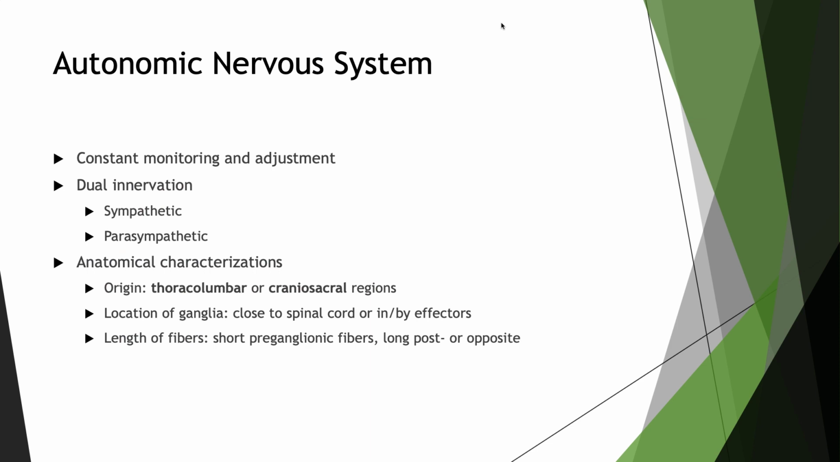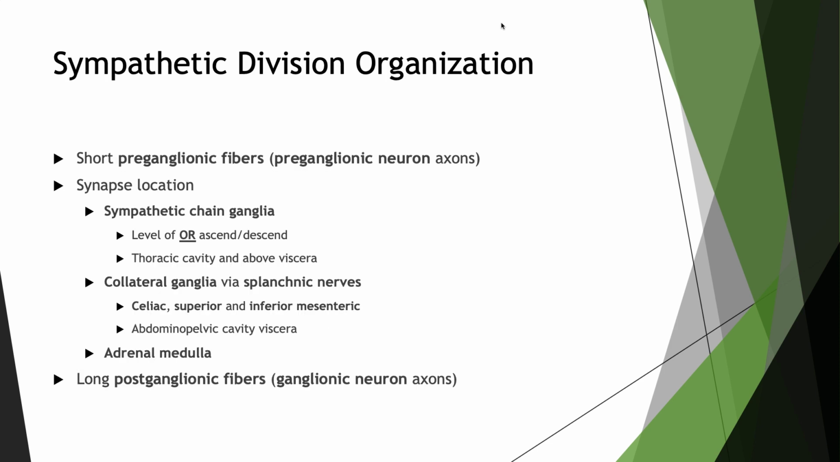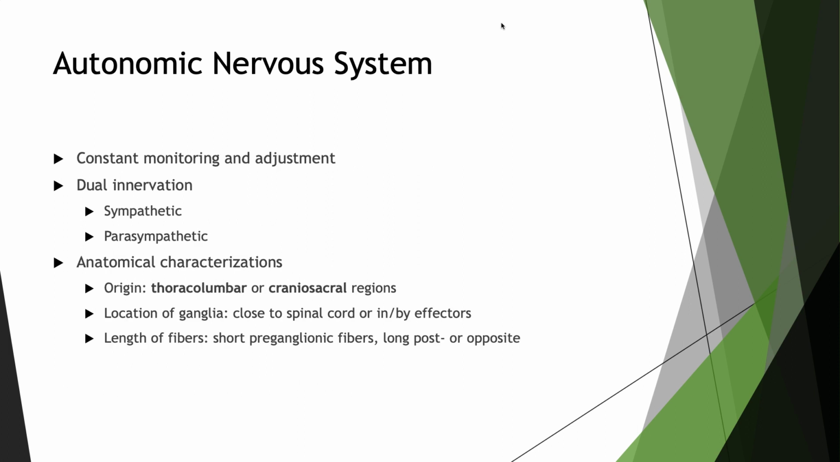So let's consider the two divisions of the autonomic nervous system here. We have the sympathetic, or the fight or flight, and the parasympathetic, which is the rest and digest, or the feed and breed. Action via the ANS is dual innervation. In other words, the two divisions counterbalance each other's activities in the attempt to maintain homeostasis.